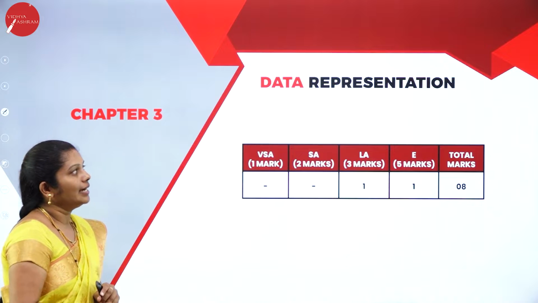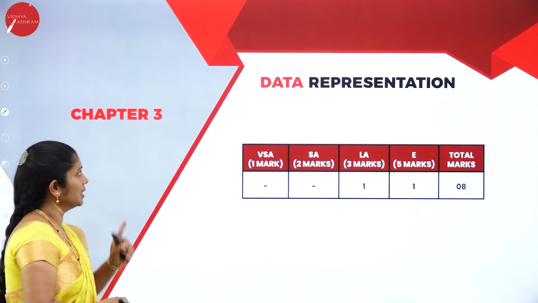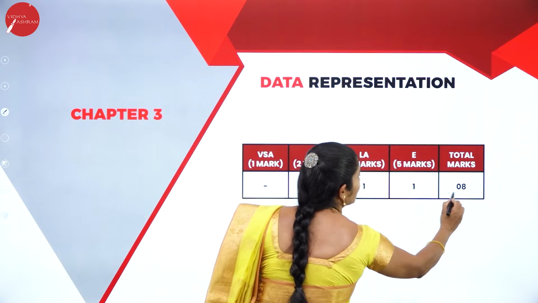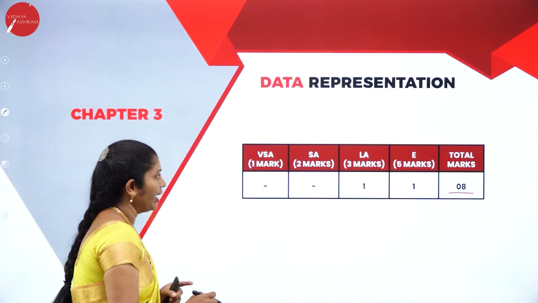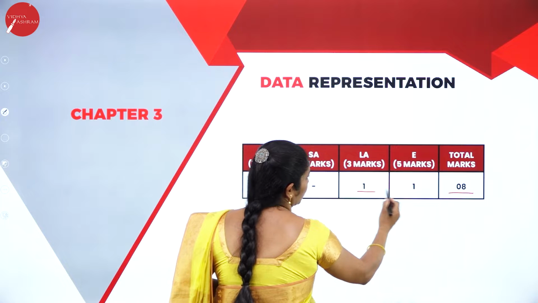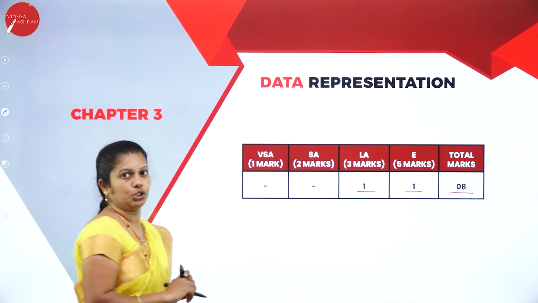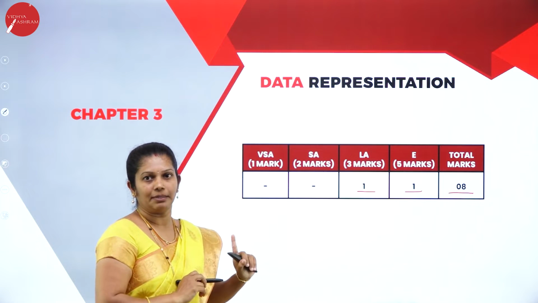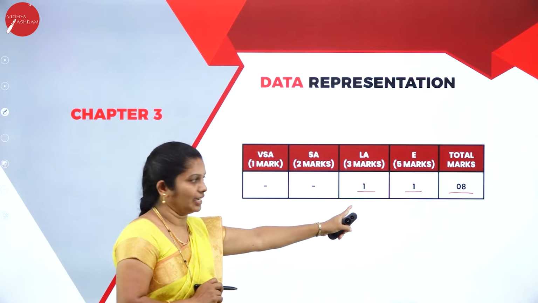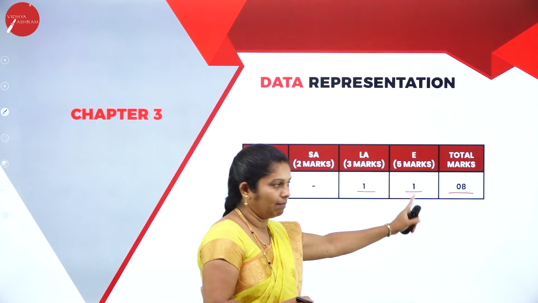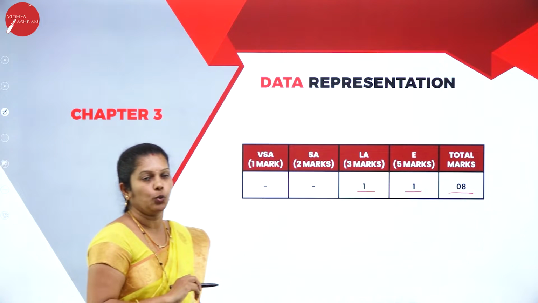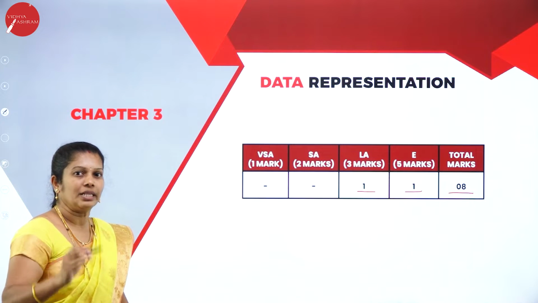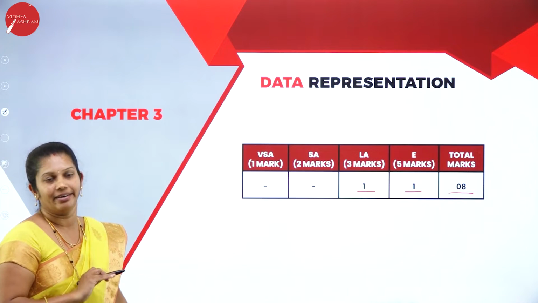The next one is the data representation chapter. This is the third chapter. The total weightage of this chapter is 8 marks in the annual exam. Out of 8 marks, in part C 1 question as well as in part D 1 question you will get. Whereas you are not going to get any question from part A or part B. Only in part C for 3 marks as well as in part D for 5 marks. Totally 8 marks you will get on this data representation chapter. It's a very easy chapter. Only the calculation work will be there here.